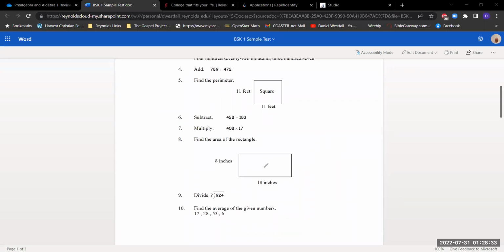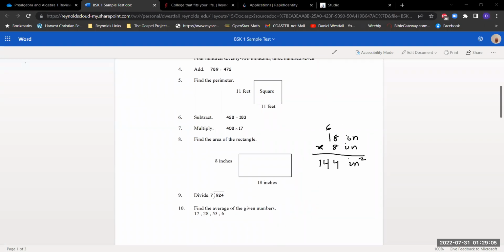All right. Now we're going to find the area, and when we find area, this is multiplication. So we're going to take these 8 inches and these 18 inches, and we're going to multiply them. When we multiply inches by inches, we get square inches. We get 64, 8 plus 6 is 14. We have 144 square inches for our area.